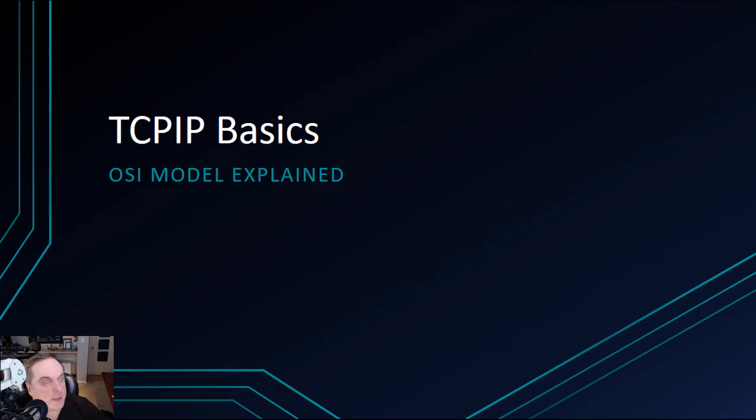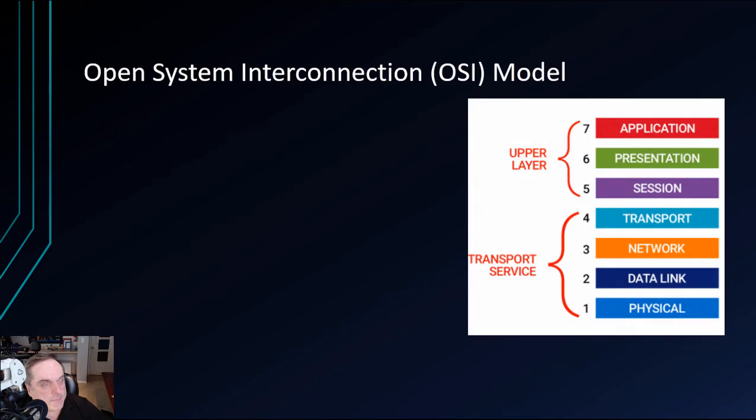Welcome to another TCP/IP Basics course, and this time we're going to talk about the OSI model. OSI stands for Open System Interconnection, and it was originally developed by the Department of Defense. They had much fewer layers in theirs. They only had 4 layers, but nowadays we use the 7-layer approach. And you can see it's split between the upper layer and the transport service. So we're going to talk about each of these layers.